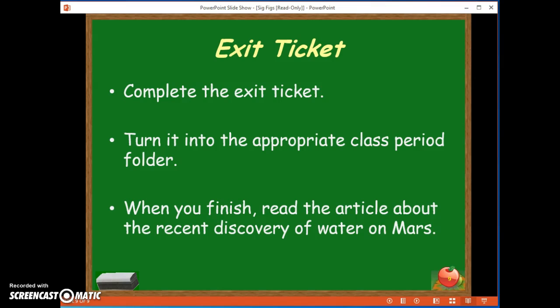Then when you finish the exit ticket, you can read an article about the recent discovery of waters on Mars. There's 5 questions that you can answer after you read the article as well. You can just hold on to that. I'll take a look at it tomorrow if you guys want to discuss it or anything. And if you need to work on something else for another class, like if you need to read your book for English, you certainly can do that for the rest of class as well.